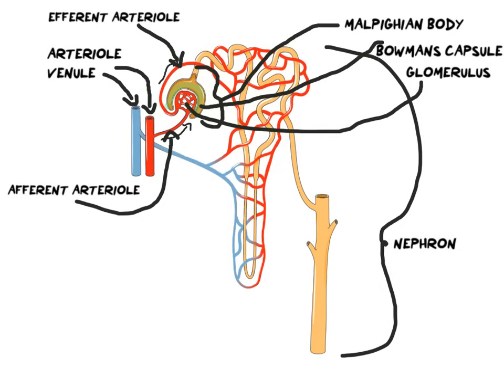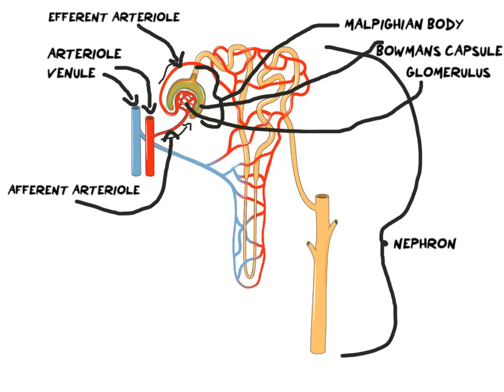And basically, this is where a very important filtration happens. Why does it go back and forth over itself? In other words, why is it so dense? Why are there so many of them in there? It's because you want to increase the surface area, because you want to be able to filter as much blood as possible. So you're going to use as many tubes as possible.